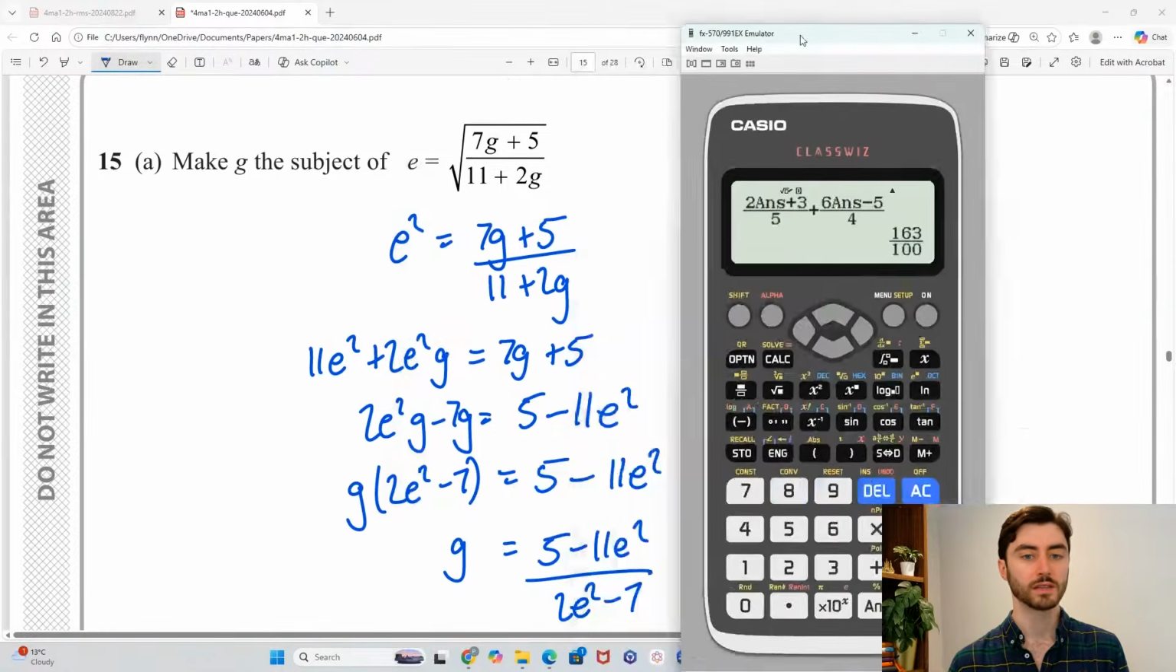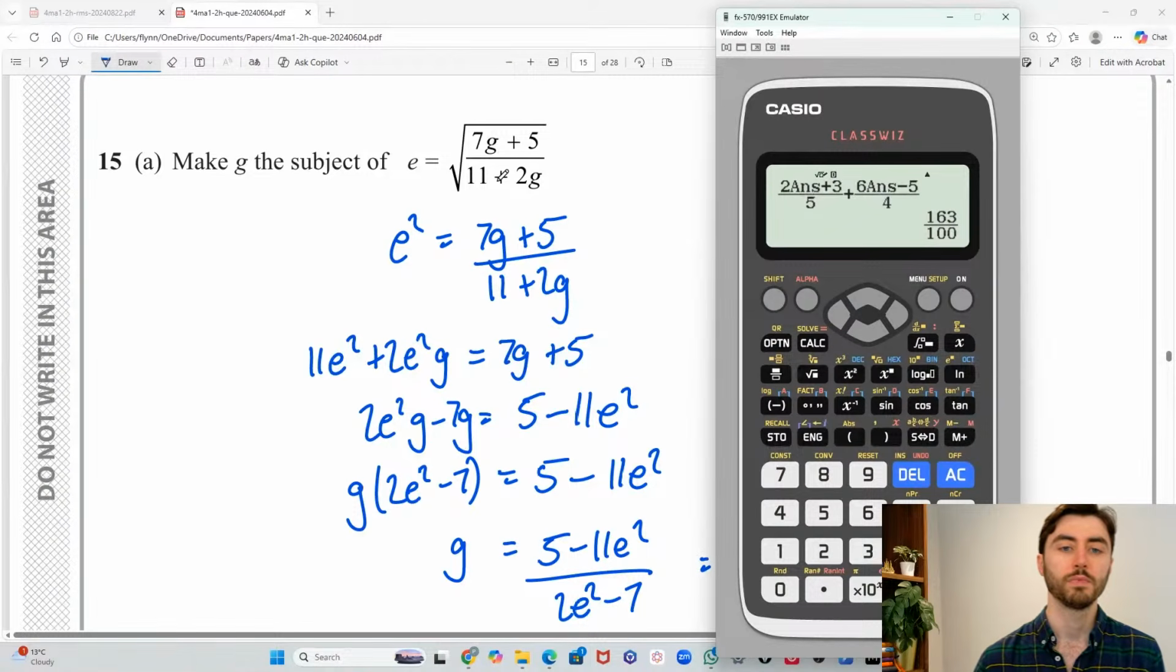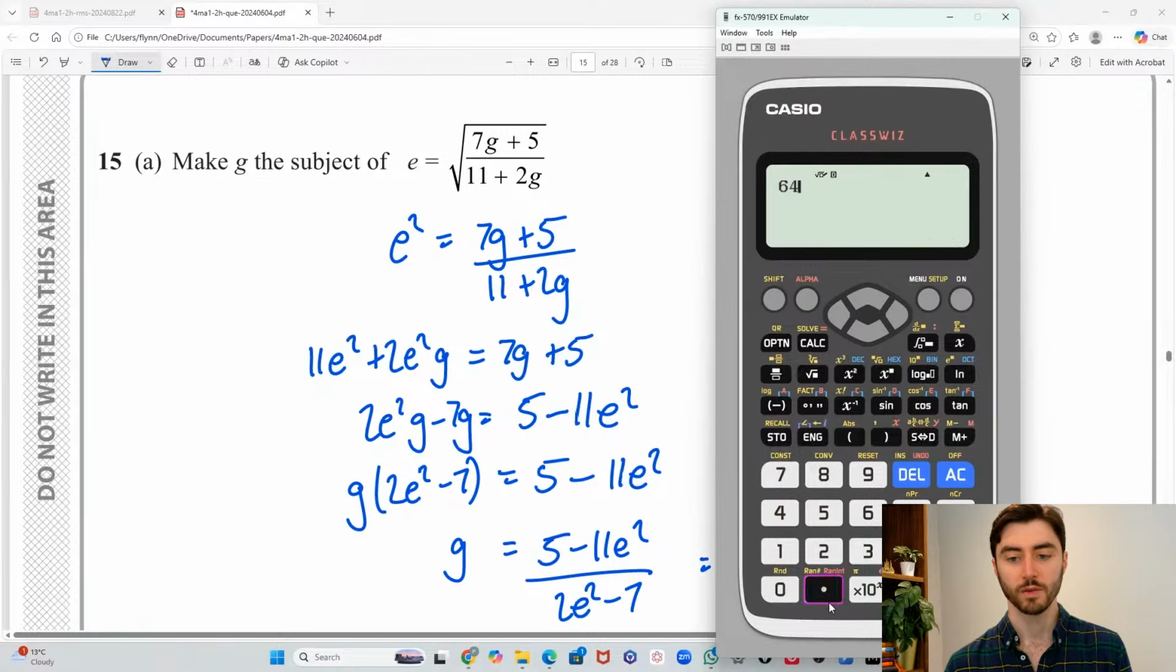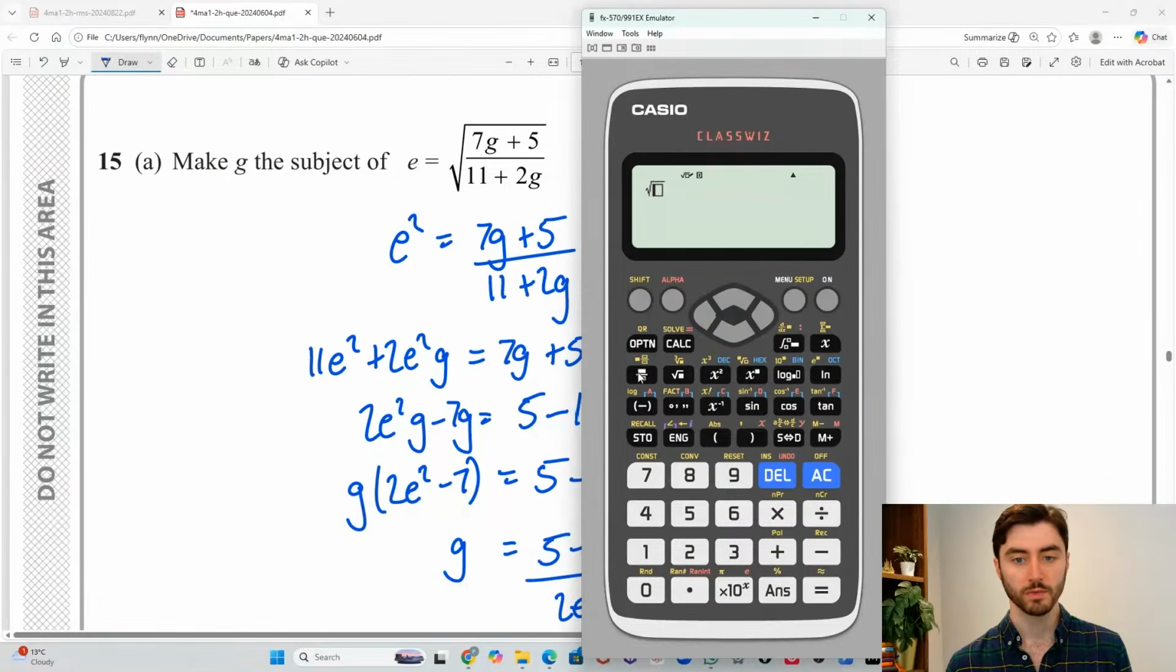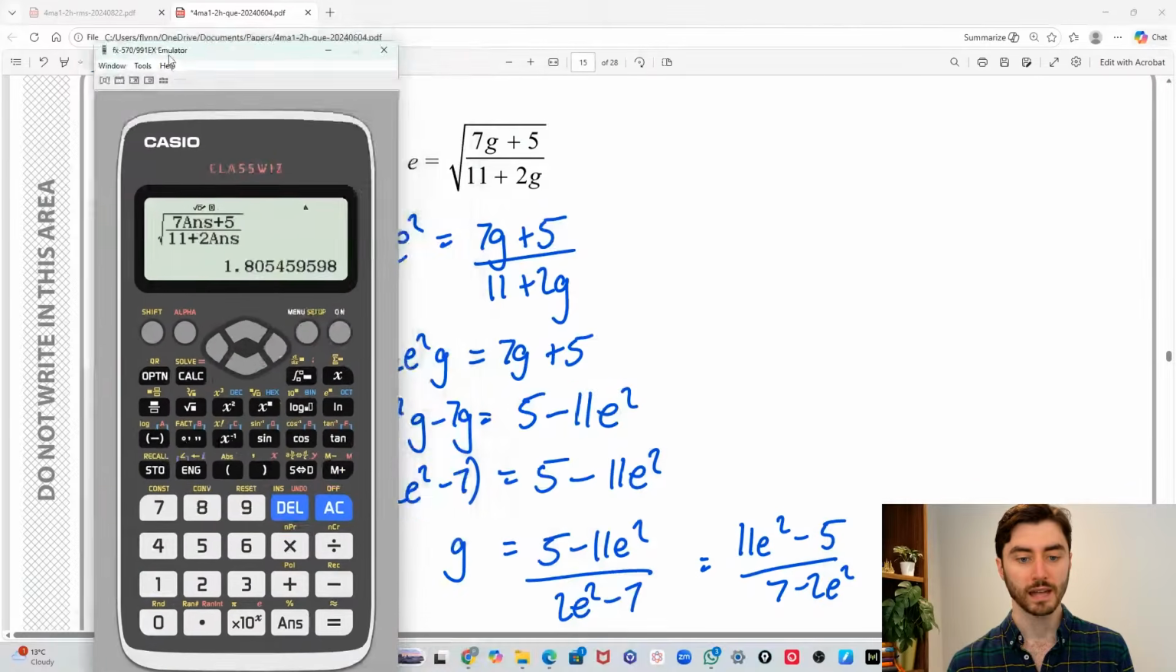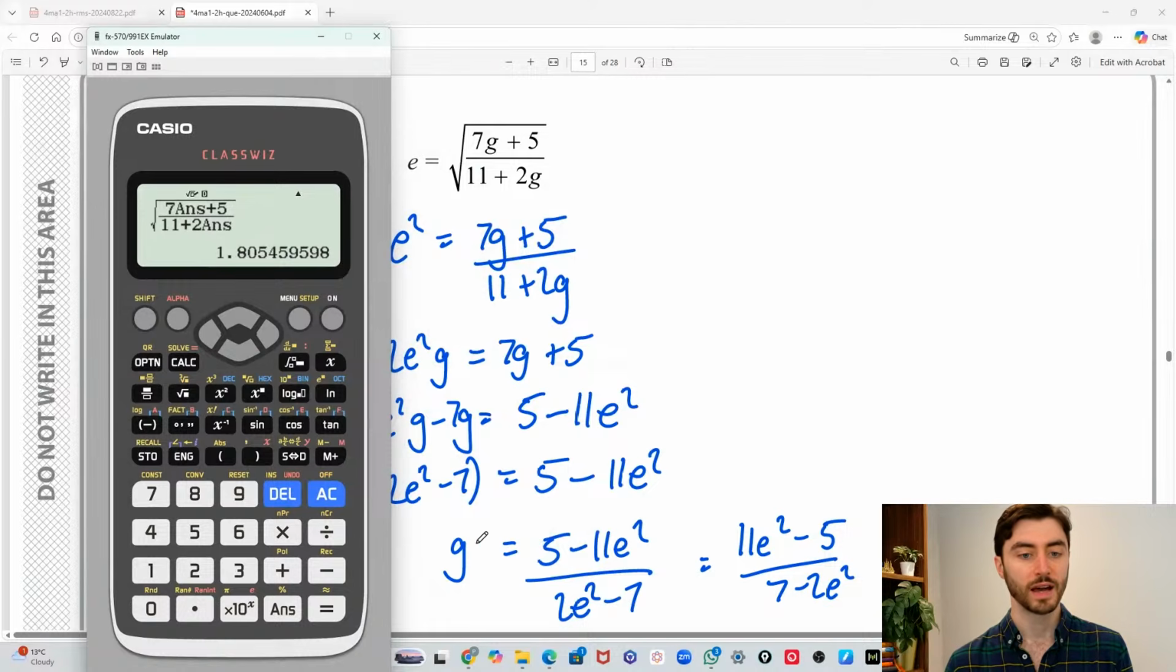Make G the subject of this. Well, that's going to be simple enough. I'm going to pick a random value of G, 64.2. I'm going to work out what E would be. So E would be root of 7 answer plus 5 all over 11 plus 2 answer. So I get a value, and then I'm going to plug that in to work. And hopefully if I plug that in, I should get my G back into here. So 5 minus 11 times that E squared all over 2E squared minus 7. And I should get my G back, which is 64.2. So I know this works.